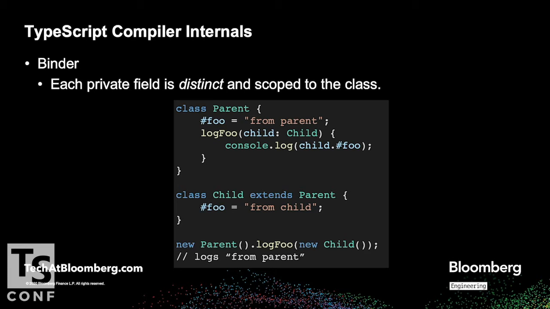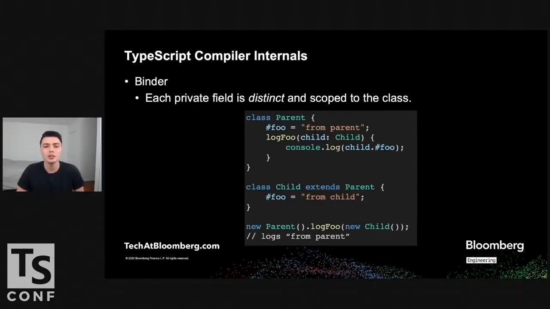When we call logFoo in the parent class, the code in that function, when it accesses #foo, links back to the #foo that was defined in the parent, even on a child instance. So when I call logFoo with an instance of the child class, it will log from parent, not from child. It's easier to think about the scoping of private fields as being more akin to a variable declaration or lexical scoping rather than a property that is bound to an object.